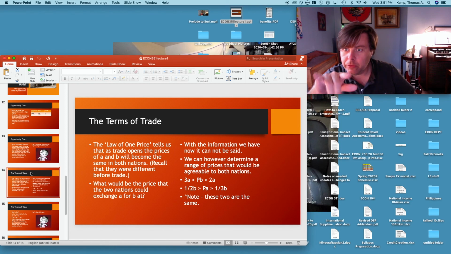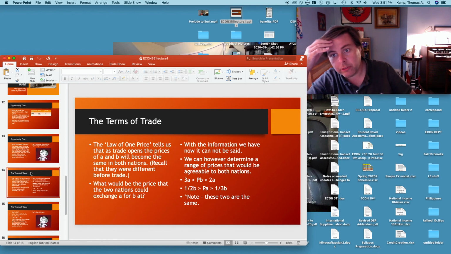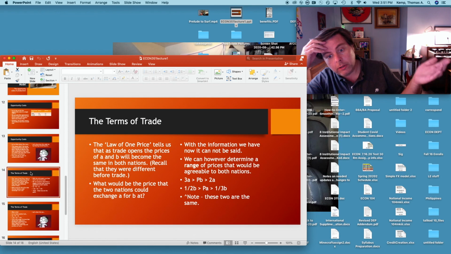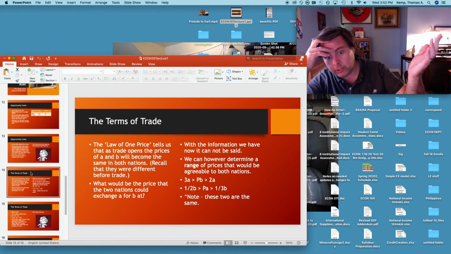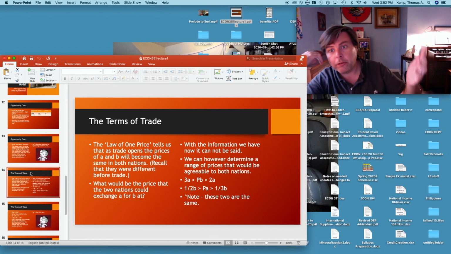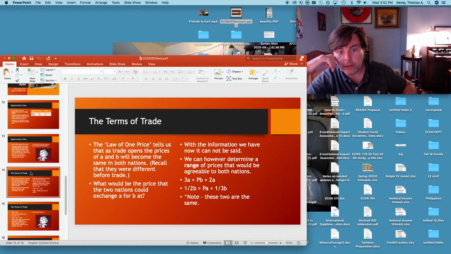Okay, so this is how we can determine the range of prices that is going to be agreeable to both parties in a Ricardian model, and it's going to be similar for all the other models. Now, the price of A in terms of B is essentially the reciprocal, with the whole thing flipped around, which amounts to the same thing.